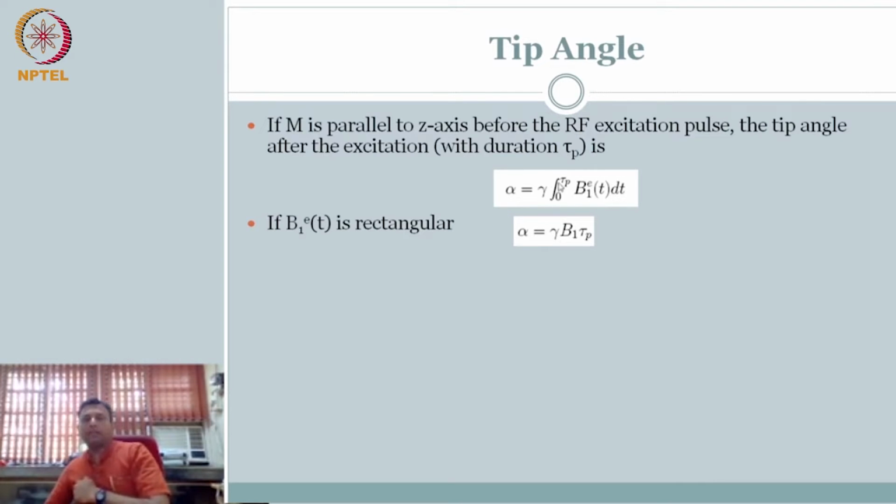So alpha is the tip angle. For the simple case, if you assume it to be a rectangle, then your alpha is nothing but gamma B1 tau p. Tau p is the time duration over which this excitation pulse is on. In the simplest case of a rectangle, I just get tau p minus 0, so gamma B1 tau p.